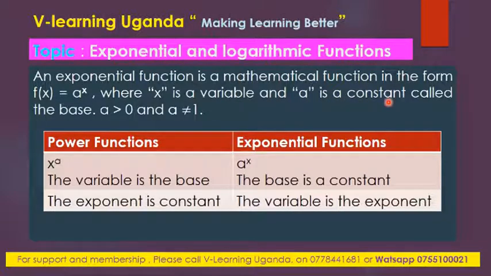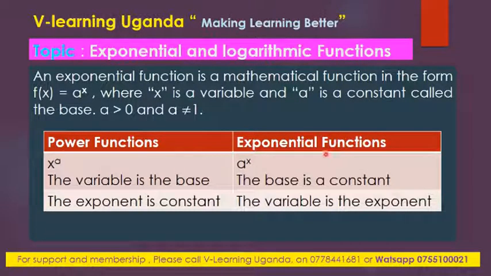This constant a we call the base, because when you have a power, you should have a power to a base. So a is the base, but a should be greater than 0 and not equal to 1. So f of x equal to a power x is an exponential function, because it involves a power, and a power is an exponent.